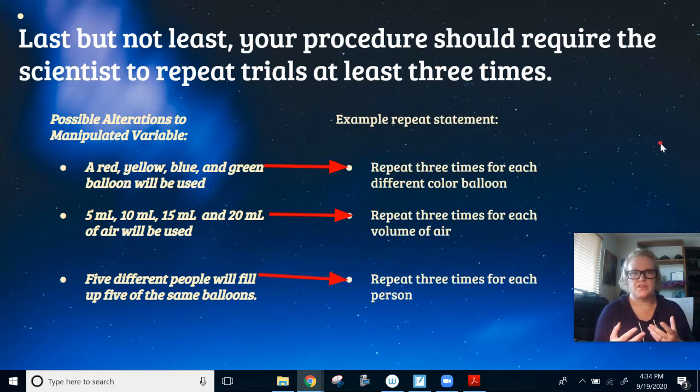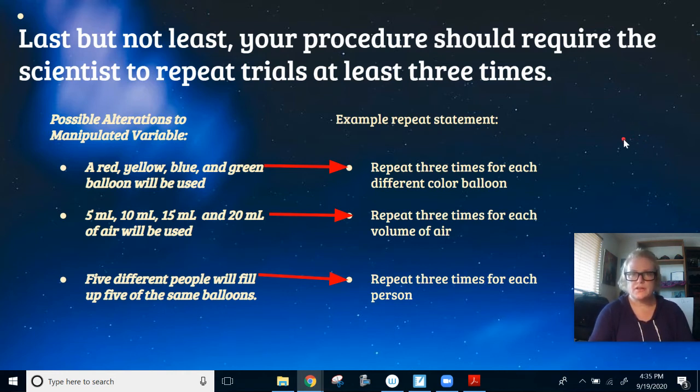So if I was changing the type of balloon, I would say repeat 3 times for each different color balloon. If I was changing the volume of air in the balloon, I would say repeat 3 times for each volume of air. And if I had 5 different people filling up 5 of the same balloons, I would say repeat 3 times for each person. Those statements should be in there.